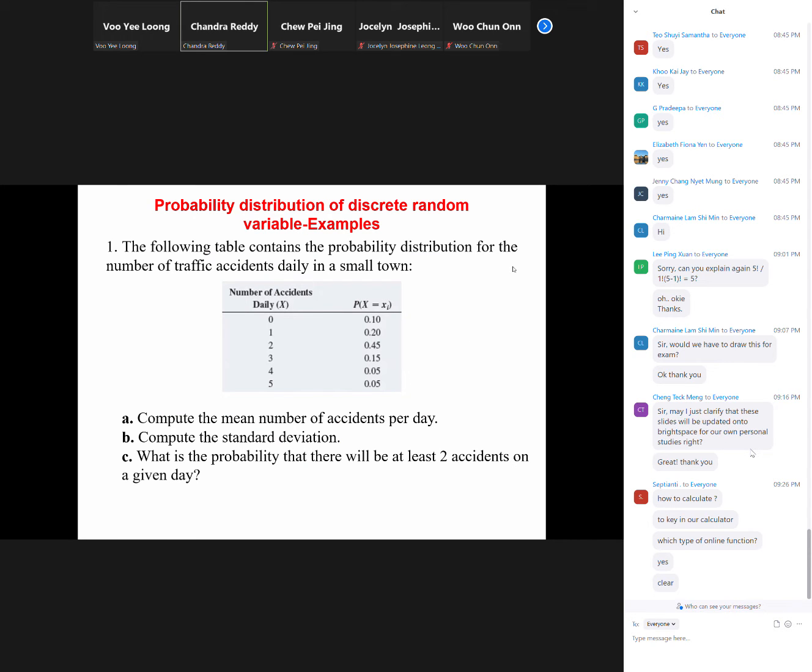Now, spend a couple of minutes to go through the given problem. So here the data is tabled. The number of accidents daily is given as 0, 1, 2, 3, 4, 5, and the probability of each variable is given. The probability of 0 accidents is 0.1, the probability of 1 accident is 0.2, then the probability of 2 accidents, okay? So the total probability will be 1.